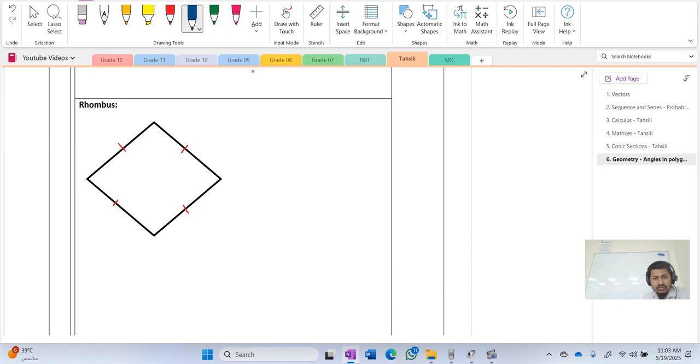We have all sides equal. All the sides are equal. Diagonals bisect each other and intersect at 90 degrees. So obviously diagonals will bisect each other because it's a parallelogram. All the properties of a parallelogram apply to a rhombus.